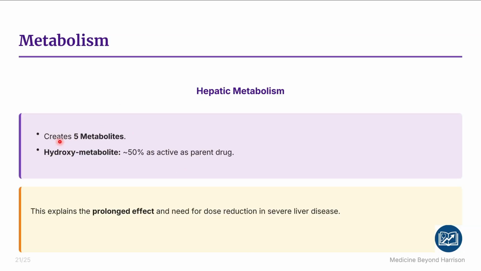Metabolism is hepatic, creating 5 metabolites. The hydroxy metabolite is 50% as active as the parent drug. This explains the prolonged effect and the need for dose reduction in severe liver disease. So this is very important to understand. During impaired hepatic metabolism, accumulation of toxic metabolites can lead to a prolonged effect and even later neurotoxicity also.